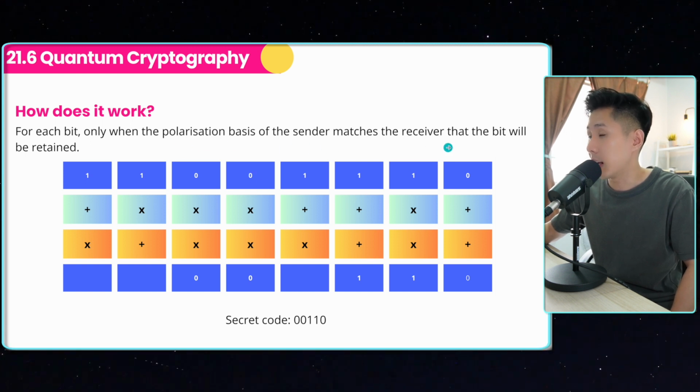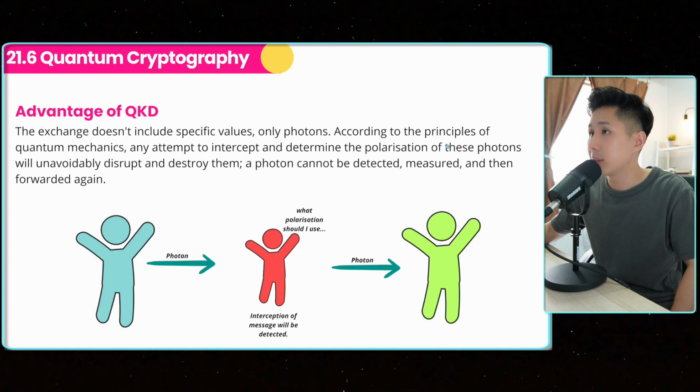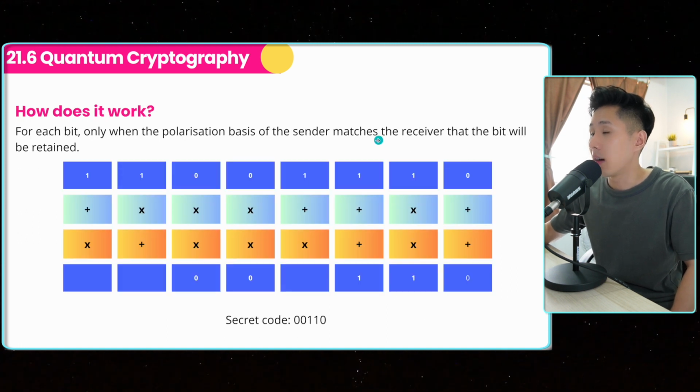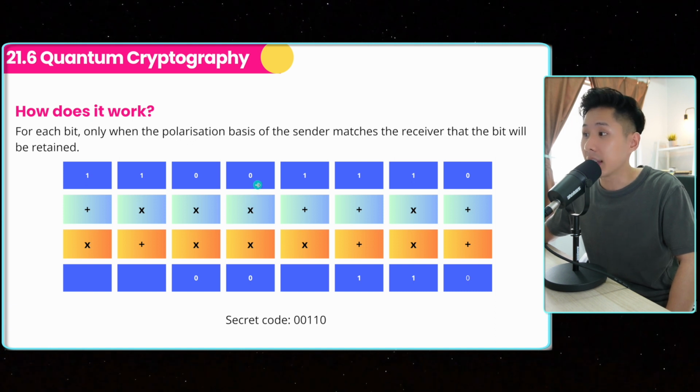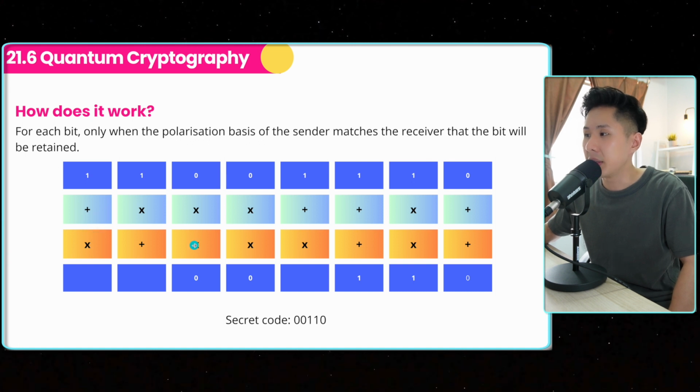For each bit, only when the polarization basis matches, that's what I just said. And by using this method, of course, there is more to it. I'll attach a video in the video description. I think that guy explained this topic better than I can. But that's the essence of quantum key distribution. They use this characteristic of photons to act like a key.